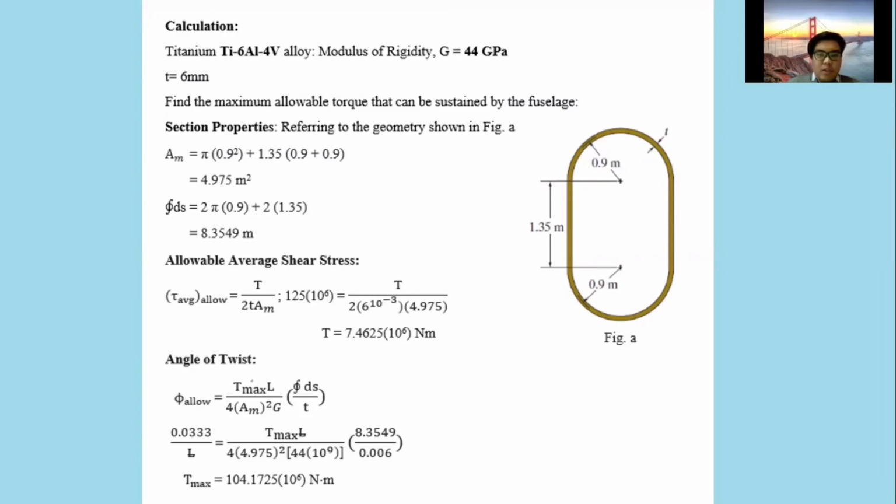After we finished our calculation, we know that the maximum torque for the fuselage with titanium alloy Ti6Al4V is 104 × 10^6 Newton meter.